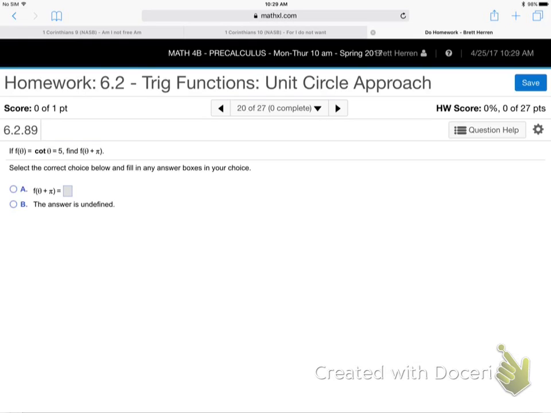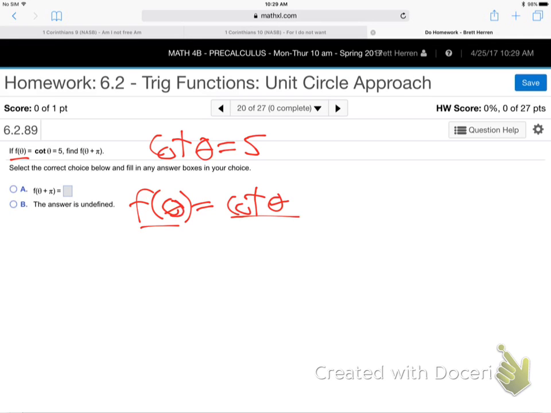Let's see. So they're saying cotan of theta is 5. They're calling it f of theta. That's just like naming your pet Rover. They're just giving it a name. They could have called it G. They could have called it Rover, whatever. So don't be thrown off by that. They're just saying, hey, f of theta, we're going to call the cotan f of theta. Could have called it anything.